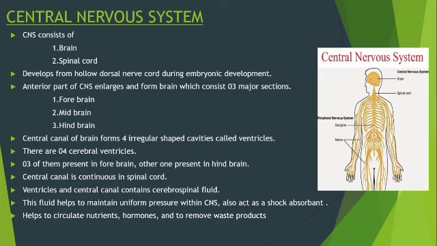hindbrain. The central canal in the brain forms four irregularly shaped cavities called ventricles. There are four cerebral ventricles, and out of them, three are present in the forebrain and the other one is present in the hindbrain. The central canal is continuous in the spinal cord. The ventricles and central canal contain cerebrospinal fluid, and this fluid helps to maintain uniform pressure within the central nervous system and also acts as a shock absorber. It also helps to circulate nutrients and hormones, and to remove waste products.